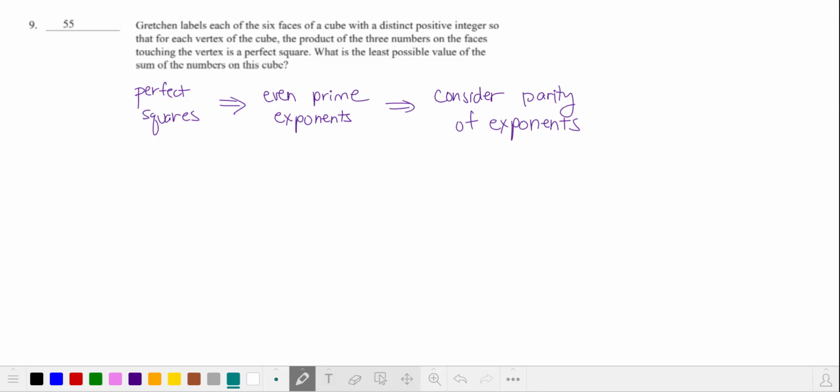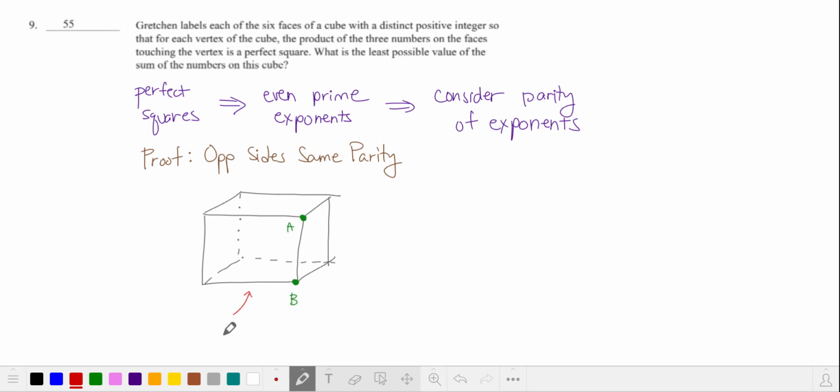We are creating perfect squares, so we need to create numbers with exponents of the primes in the prime factorization that are even. So we are going to be considering the parity of the exponents that get labeled on the sides of our cube. First, I want to show you that the opposite sides of the cube, the corresponding primes, have to have the same parity.